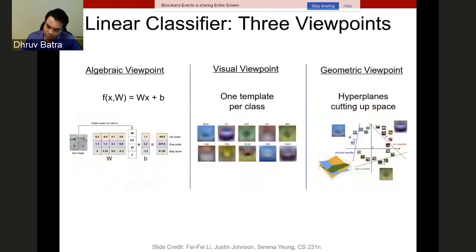Okay, so these are the three viewpoints: the algebraic viewpoint that presents to you matrix multiplication, the visual viewpoint that presents to you this idea that there is a template per class and that we can visualize those templates, as you should when you train these classifiers. In general, I highly recommend diving into the data, looking at things and building intuition. And the geometric viewpoint says that there are hyperplanes, and that also tells you what you might expect to happen to various categories.